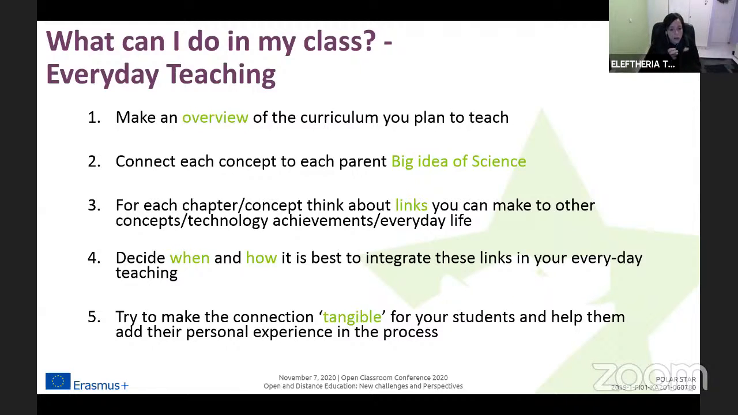So that means emotion, experiences, building new memories with your students, doing activities that will stick with them. So these are the basic things that you can do for everyday teaching.